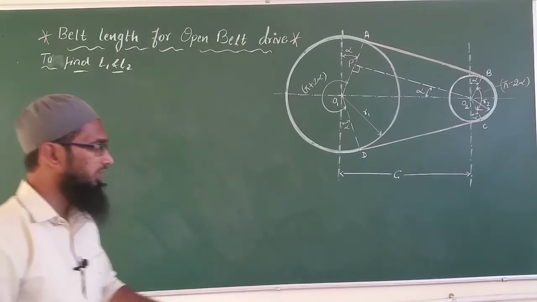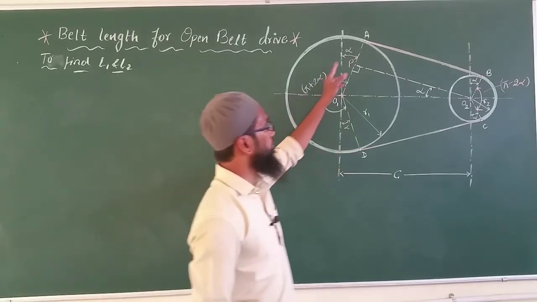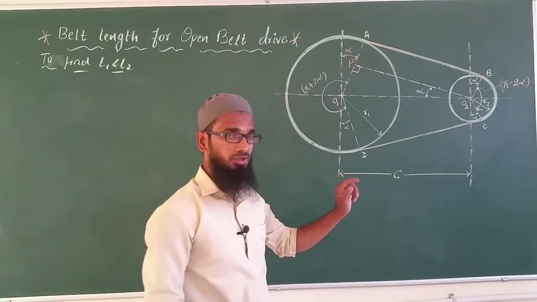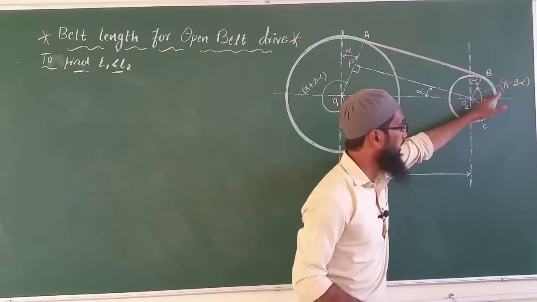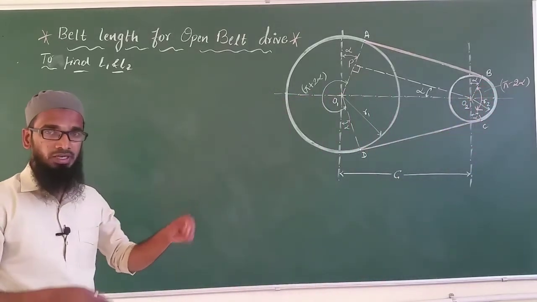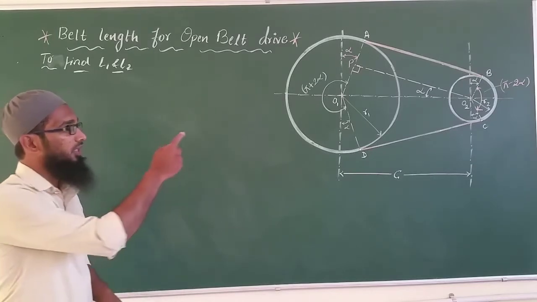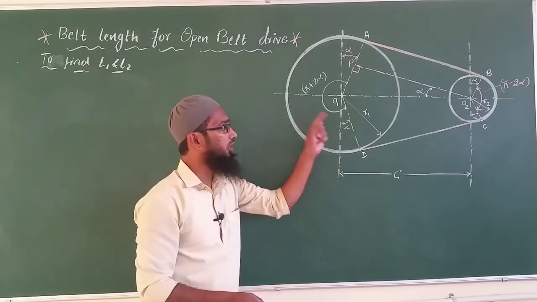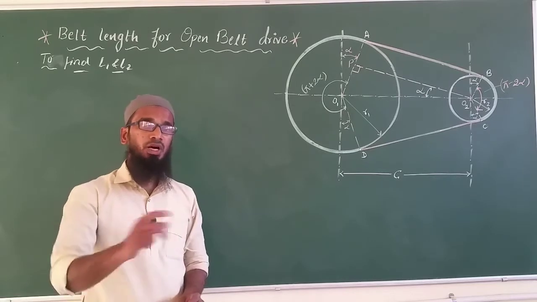So I need to find out the length of A to D, that is for L1, and L2 is nothing but B to C. Now how do we find this? The angle we know and we know the radius here. Since A to D indicates the length of an arc here.